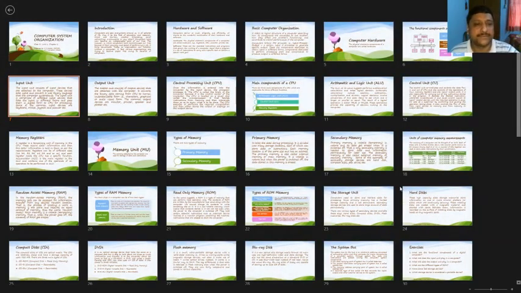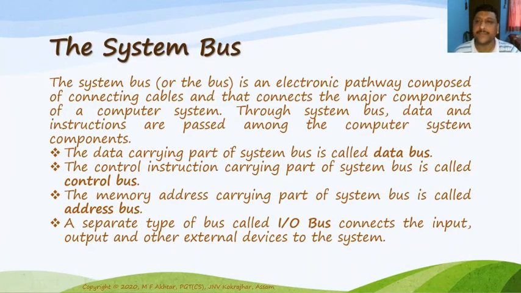The system bus, or the bus, is an electronic pathway composed of connecting cables that connects the major components of a computer system. Through the system bus, data and instructions are passed among the computer system components. It connects each and every part of the computer using connecting cables, so all the components are connected using the system bus.